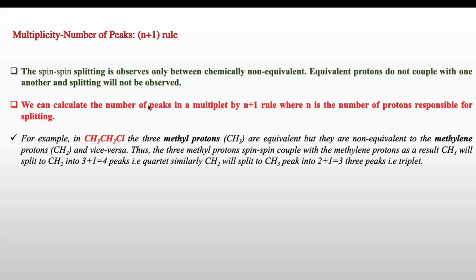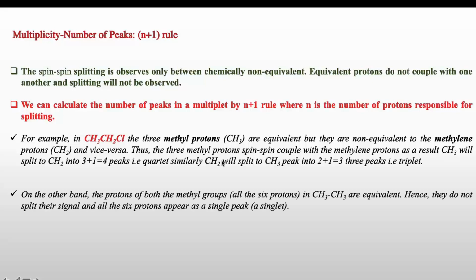So let's take the example of chloroethane. The 3 methyl protons are equivalent, but they are non-equivalent to the CH2 protons. So the CH2 protons will split the peak of the CH3 protons, and according to the n+1 rule, the CH3 will be split into a triplet due to the CH2 protons, and the peak of the CH2 protons will be split into a quartet due to the CH3 protons if we apply the n+1 rule.